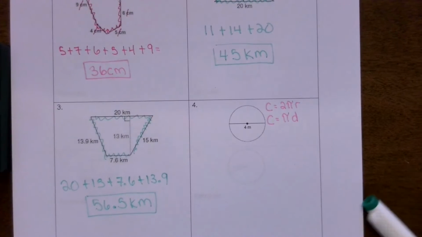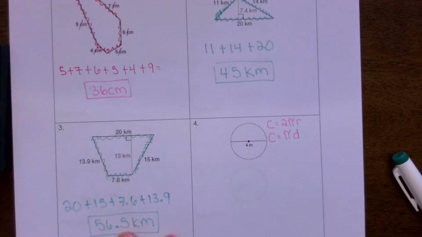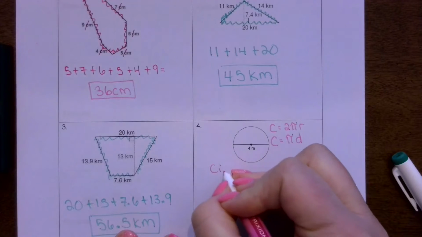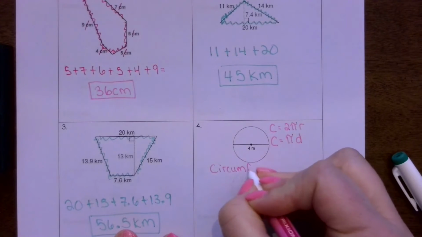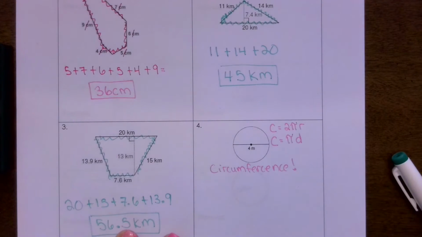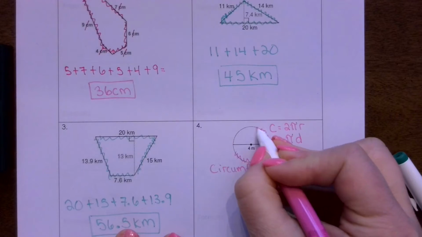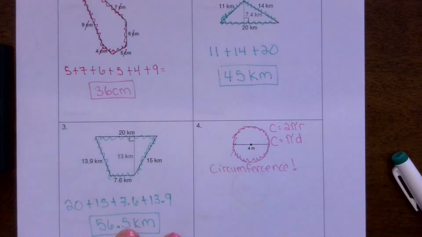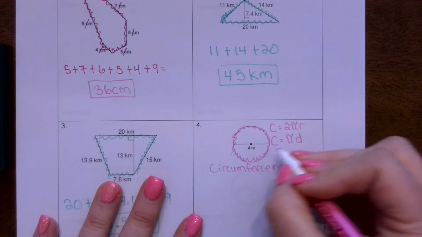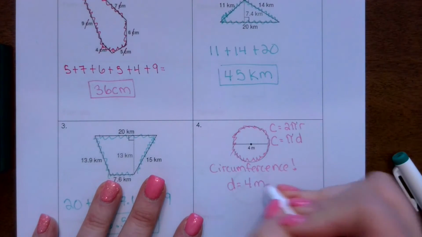My final shape is a circle. We know that I'm going to use a very specific formula for the perimeter, or circumference. I'll just write that again. The circumference of a circle. And remember, it's the outside here. I'm not highlighting it very well, but I'm looking for this measure. It does look like I have the diameter, so the diameter equals 4 meters.